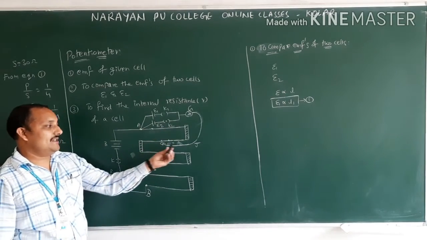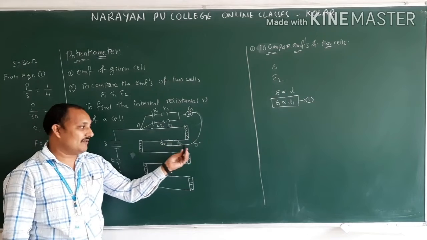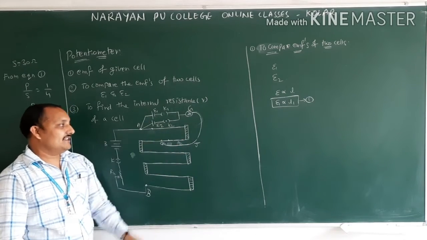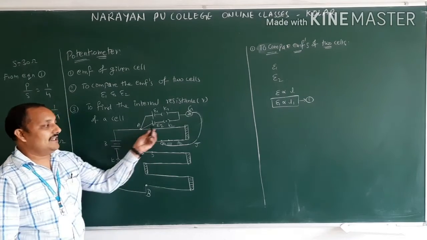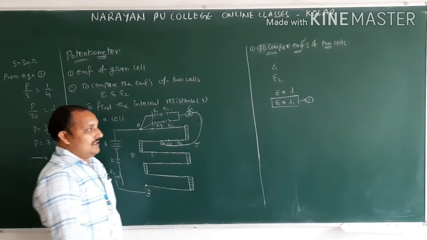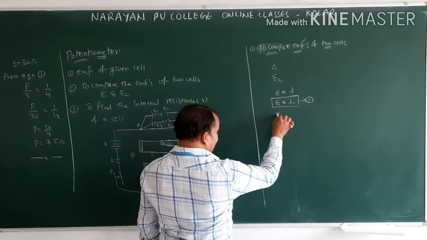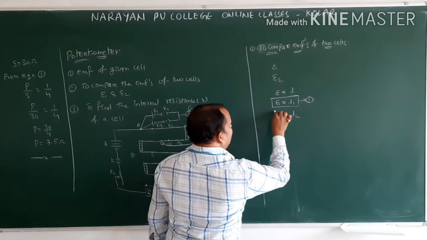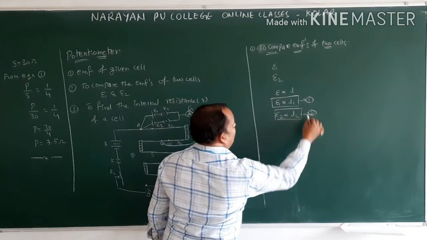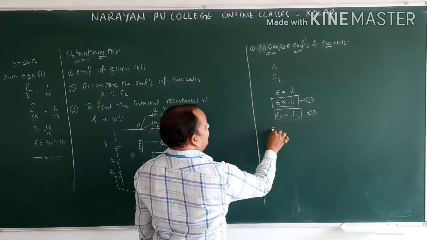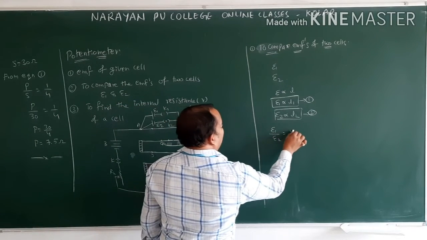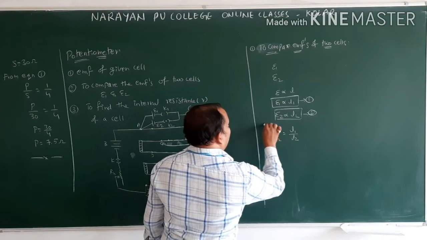Again, move the jockey on the potentiometer wire till you get the null deflection within the galvanometer. Somewhere you get it at point D. Again you can measure the length. This length is the second balancing length. At that time E2 is directly proportional to L2. Now to compare, take equation 1 by 2. That is E1 by E2 is equal to L1 by L2.